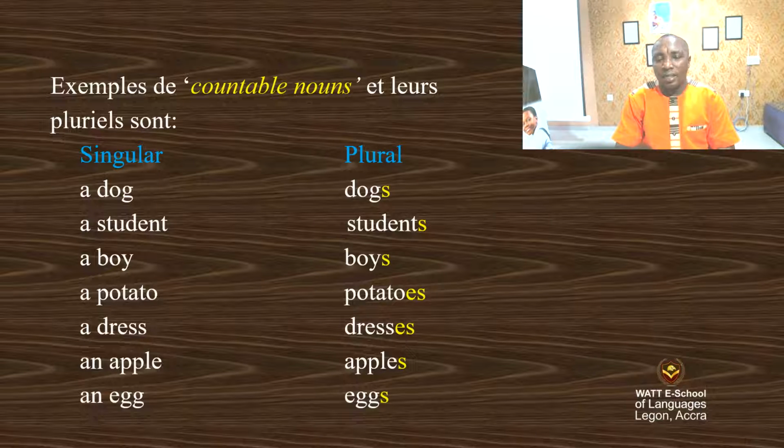You can see clearly on your screen that for the countable nouns in the plural form, we have to add s to the singular to get the plural. That's why you see the one highlighted in yellow to be the plural form of the singular countable nouns.